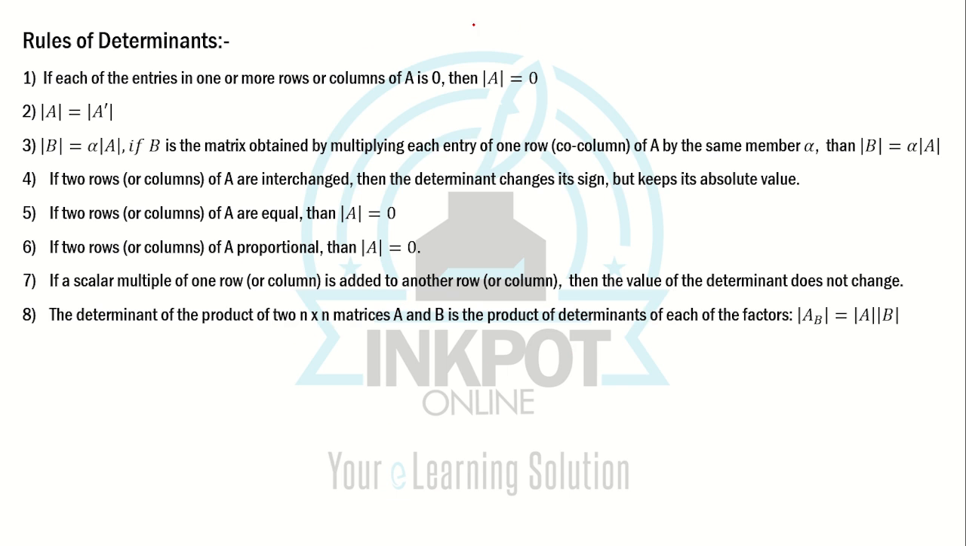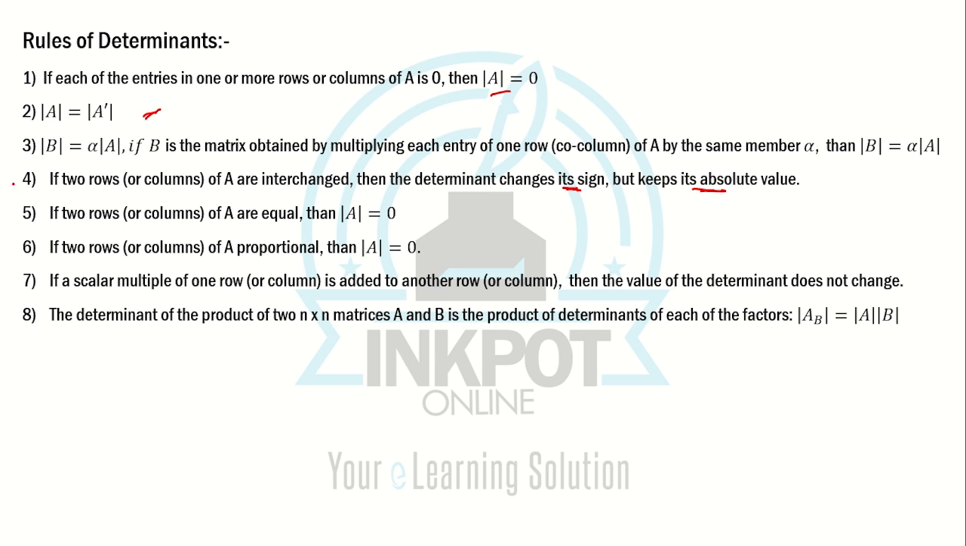Essentially, if either one of the rows or columns is completely filled with zeros, then the determinant is equivalent to 0. The determinant of a matrix is equal to the determinant of its transpose. You can test this out actually. If you multiply the entire matrix by a constant number, then the determinant is also just multiplied by that constant. If two rows or columns of A are interchanged, then the determinant can change its sign, but it will keep its absolute value.